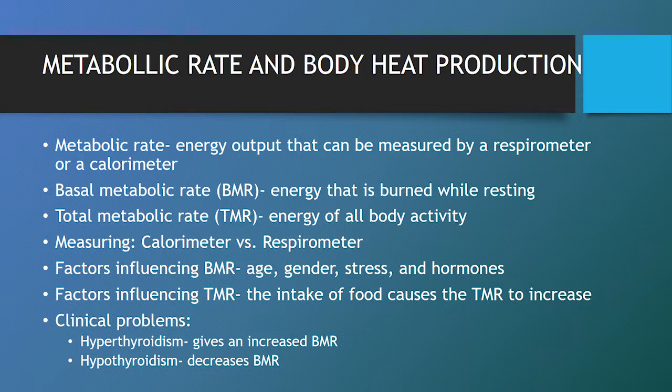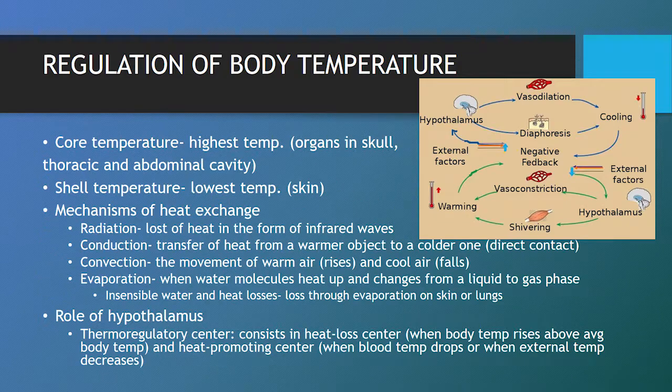And then clinical problems include hyperthyroidism, which is when there's an increase in the BMR. And then hypothyroidism is a decrease of BMR. And then regulation of body temperature. So the core temperature is the highest, while the shell temperature is the lowest. And the core is located in organs in the skull, the thoracic and abdominal cavity, while the shell is just the skin on your body.